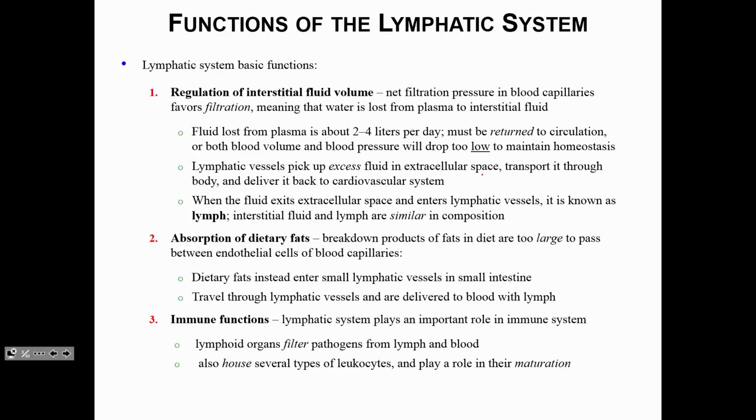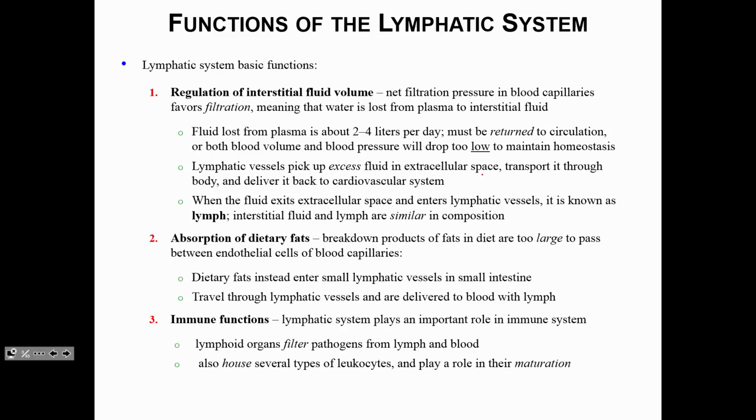You guys know the filtration pressure in the blood capillaries is going to favor filtration, meaning that water comes out of the plasma into the interstitial fluid. The fluid lost from the plasma is between 2 and 4 liters a day. That has to be returned back to the circulation, or else blood volume is going to drop, and that in turn is going to cause blood pressure to drop too low to keep homeostasis. Now, what the lymphatic vessels do is they pick up excess fluid in the space and transport it through the body, and then get it back into the cardiovascular system. When that fluid exits the space and enters the lymphatic vessels, the fluid is called lymph. Interstitial fluid and lymph are very similar in composition, but when it's in the lymphatic vessels, we call that fluid lymph.